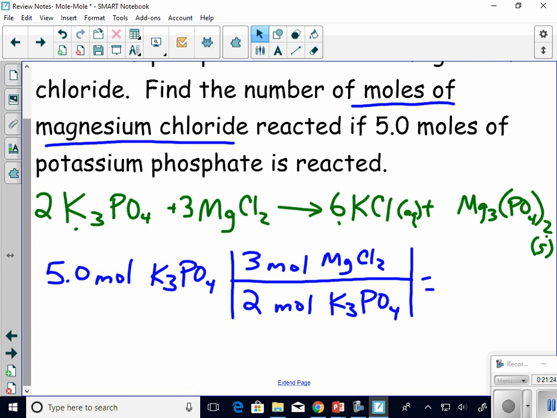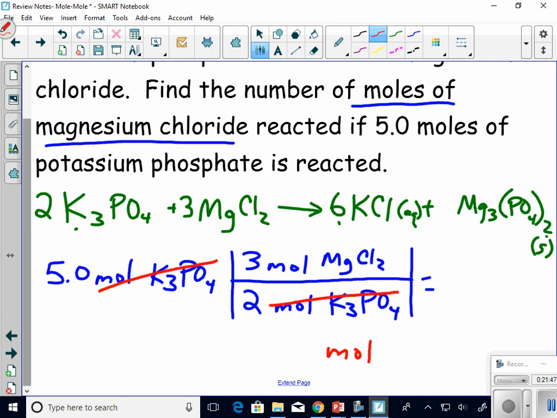Once again, just before we go any further, is everybody okay with this molar ratio step right here? And where I get it? Comes directly from where? The balanced chemical equation. So I come up here and I say, okay, moles cancel. My label is going to be moles of magnesium chloride.